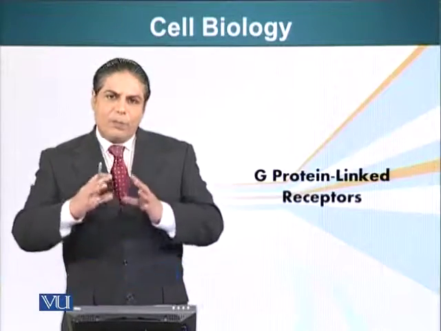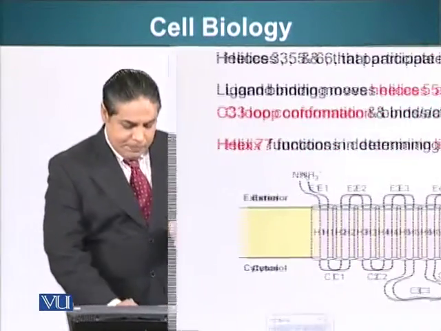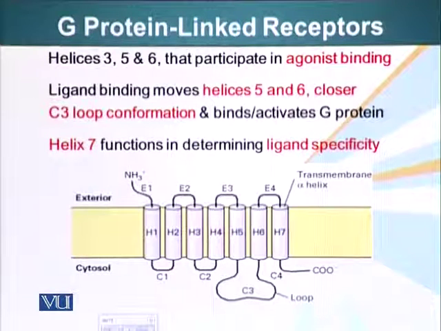Let's first look at the structure of these receptors. These receptors have 7 transmembrane domains. You can see on the slide, helix 1, 2, 3, 4, 5, and 6. Helix 3, 5, and 6 participate in binding of the ligand. In this case, we have written agonist binding, but I will tell you what agonist means later on. But basically, these helices 3, 5, and 6 participate in binding of the ligand.